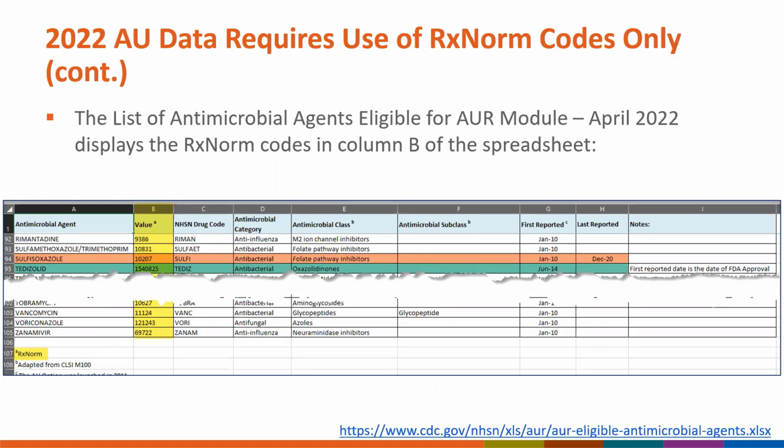You will find the RxNorm codes in column B in the list of antimicrobial agents eligible for the AUR module spreadsheet, as noted in the screenshot. These are also found in the IDM. Next slide.